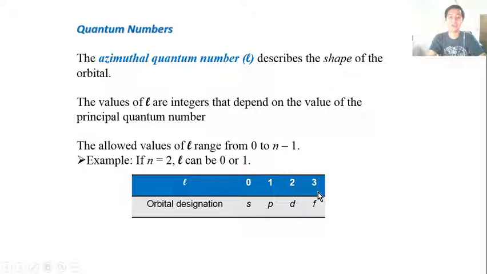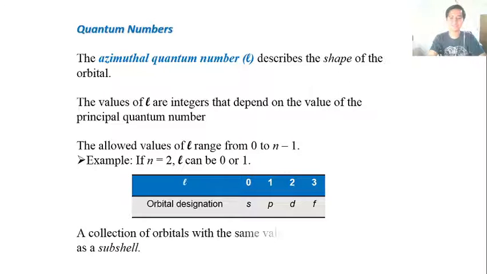So that means if the value of l is 3, it's in the F orbital. If the value of l is 2, it's under D orbital. If the value of l is 1, then it's in P orbital. And if the value of l is 0, that means it's S orbital. Did you get it? Okay, great. Now this collection of orbitals with the same value of n and l is what we refer to as subshell, or again, sublevel.